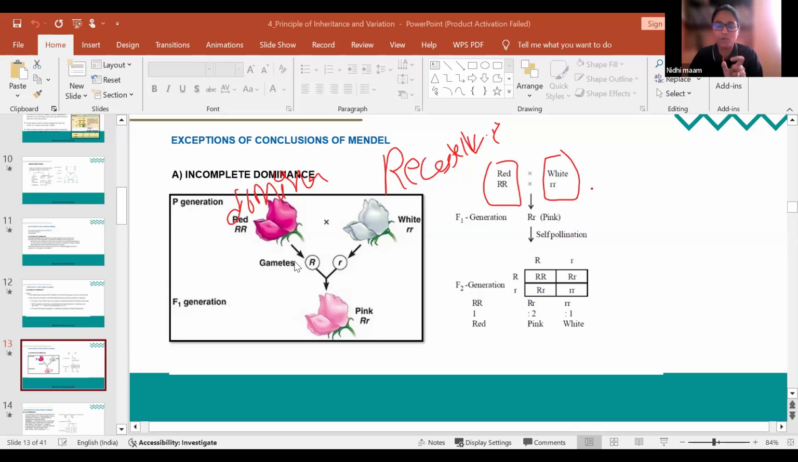Pure red, pure white. Whenever in any question they use the term pure, keep in mind that you should always use the homozygous genotype. Homozygous means the same alleles, like RR or rr. Rr is not homozygous, this is heterozygous, right? So like this we have to consider.